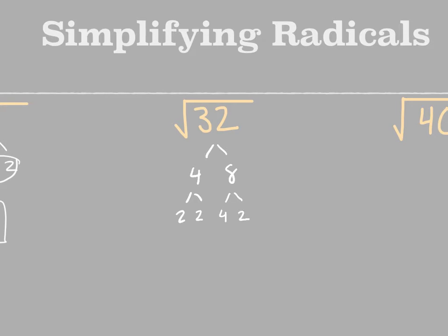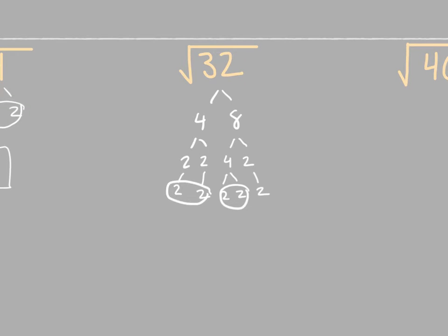4 and 2. And then we want to break it down as much as we can. So what are factors of 4 again? 2 and 2. So you break it down until you have nothing else to break it down into. Now we circle groups of 2. So we have a group of 2 and a group of 2. So how many 2's come outside? 2, because we have 2 circles. And whatever is not circled stays on the inside. So that square root 2, that 2 stays under the square root.